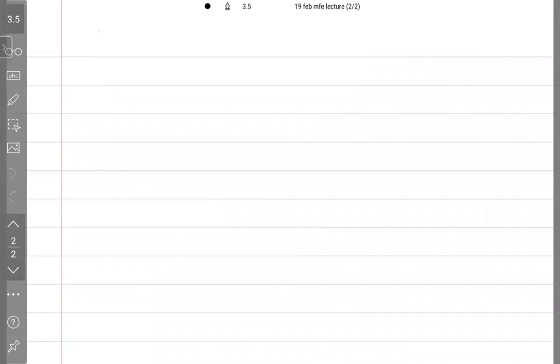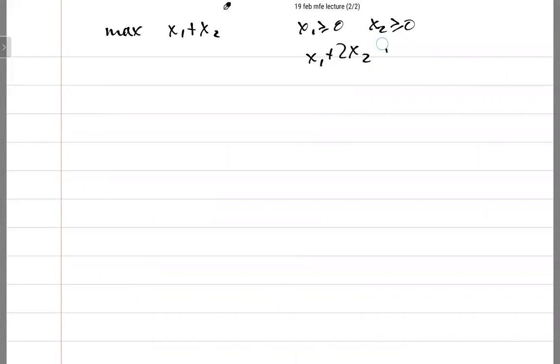Okay, I will just make a small copy: maximize x1 plus x2, x1 is greater than 0, x2 is greater than 0, x1 plus 2x2 is less than 4, 4x1 plus 2x2 is less than 12, minus x1 plus x2 is less than 1.